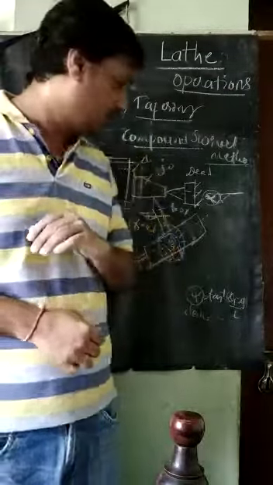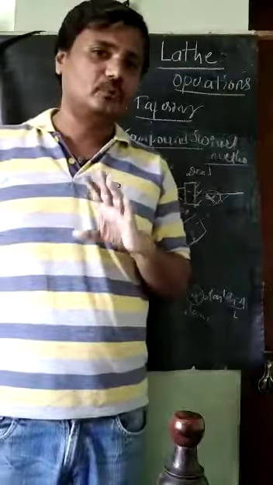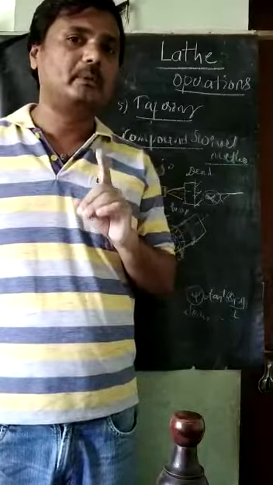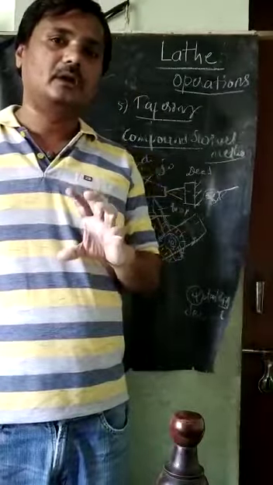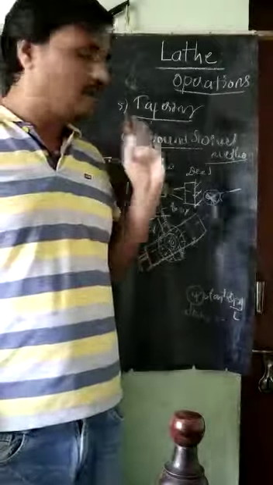This is the second method here. So angle alpha is taken here. There are two methods to make a taper. One is the compound swivel method and another one is the tailstock offset method. So therefore it is about tapering.